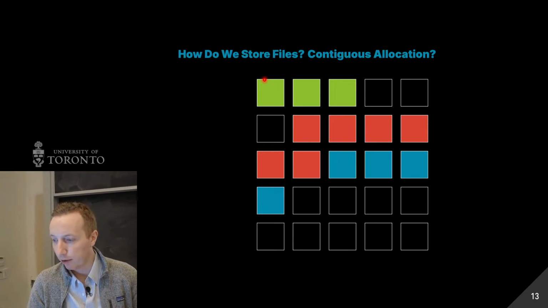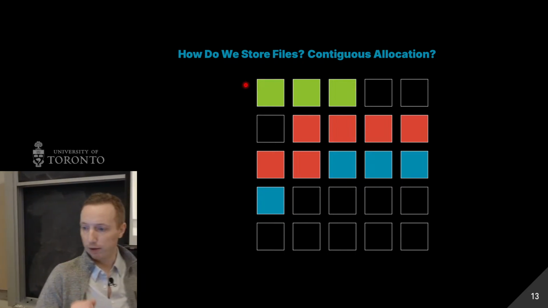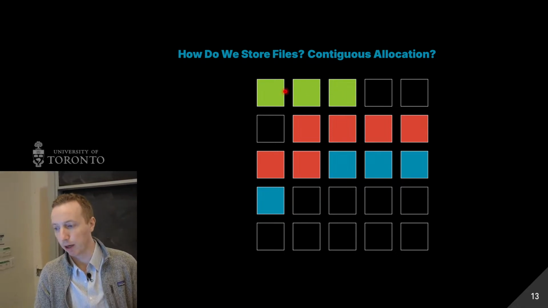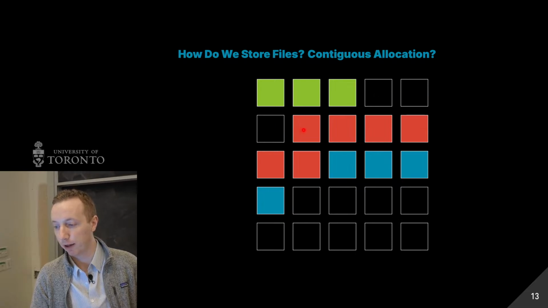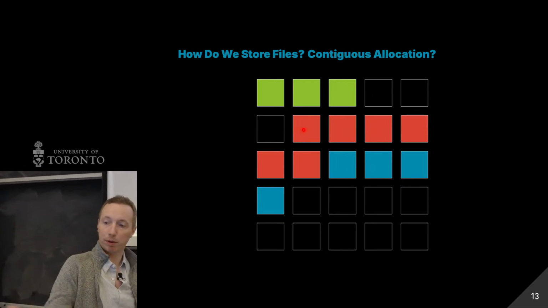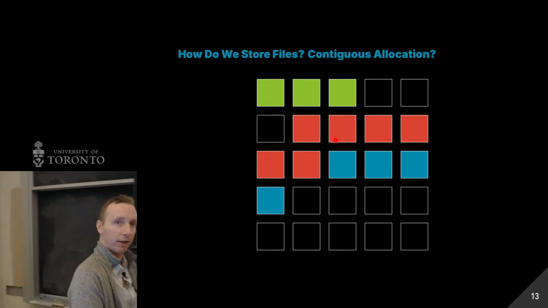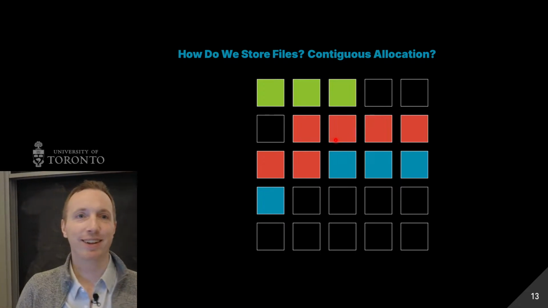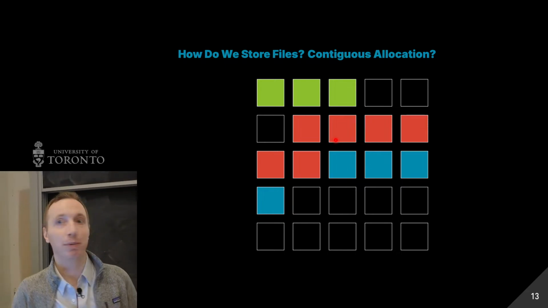So let's assume we have a green file, a red file, and a blue file. The green file starts at block 0 and is 3 blocks big. The red file starts at block 6 and it's 6 blocks long. The blue file starts at block 10 or something like that, and it's 4 blocks long. Is this a great way to store files? Probably not. Let's think about what happens if I want to make the red file bigger.